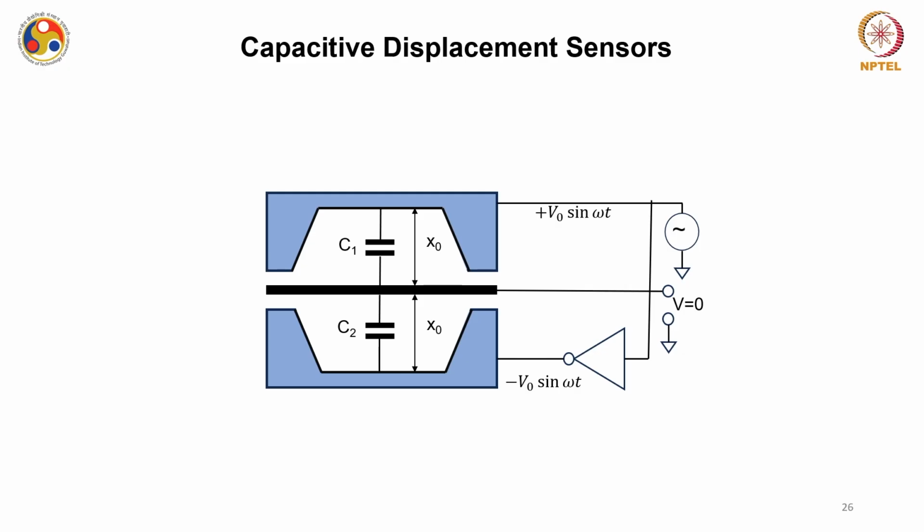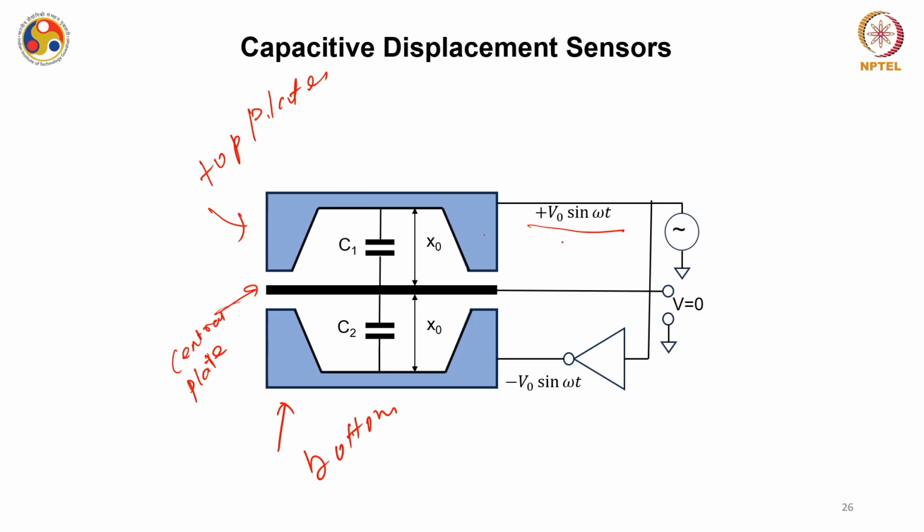Okay, consider this kind of plate arrangement. You have a central plate, then you have a top plate and a bottom plate. All right, you have a 3 plates arrangement. At the top plate you are providing a sinusoidal voltage of V naught sin omega t magnitude, and the inverse of it, minus V naught sin omega t, you are applying to the bottom electrode or bottom plate. Okay, the central plate remains at 0.